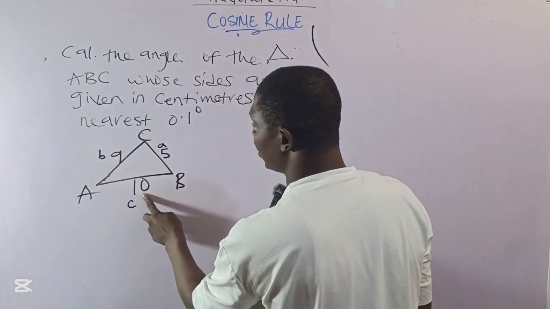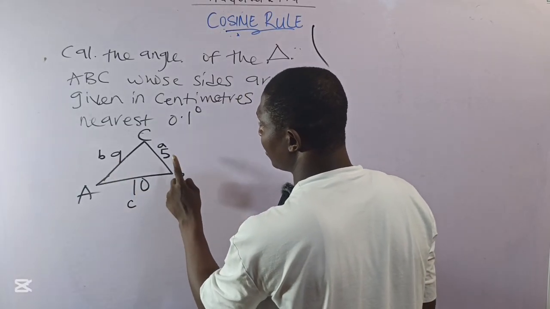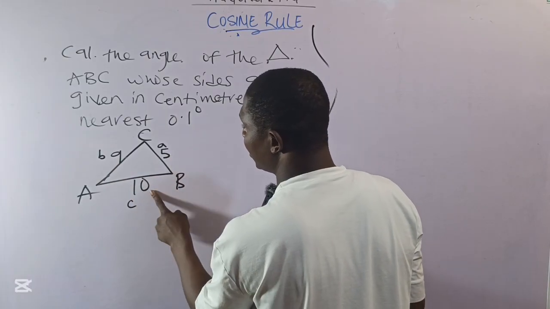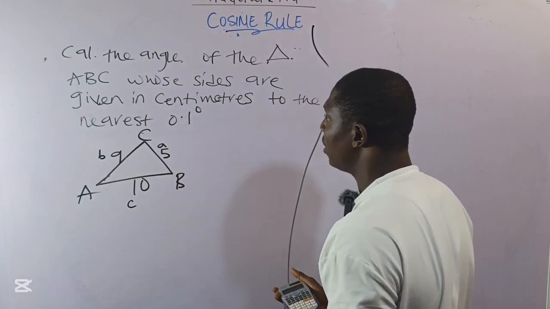We can see that 9 plus 10 is greater than 5. Correct. 5 plus 9 is 14, greater than 10. And 5 plus 10 is 15, which is greater than 9. So the triangle is okay.